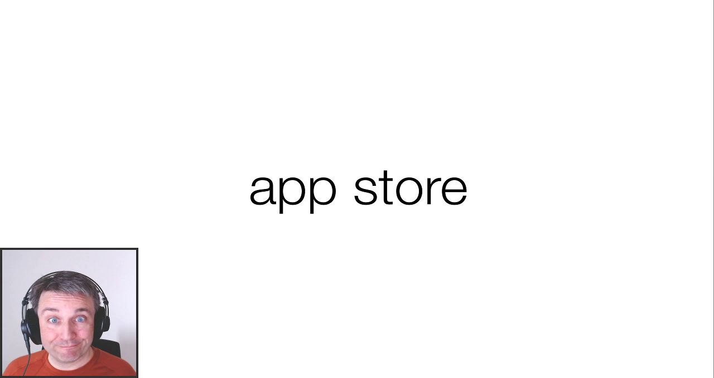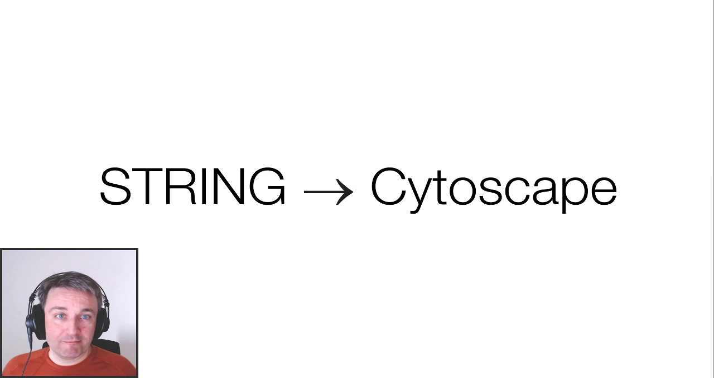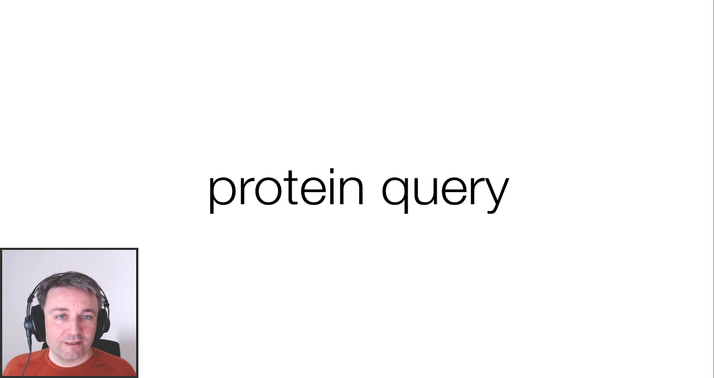So one of those apps that you can find in the app store is stringApp, and there's a few related things as well. So the stringApp basically does this. It allows you to very easily take STRING and get it into Cytoscape. It has a lot of added functionality as well, but this is really the core function of it. Get STRING into Cytoscape. You can do several types of queries. You can do protein queries. So in that you query for typically a long list of proteins and fetch a network for it.